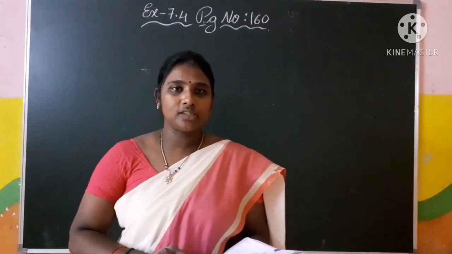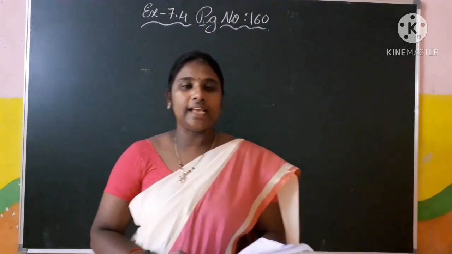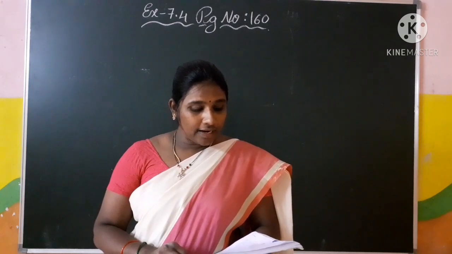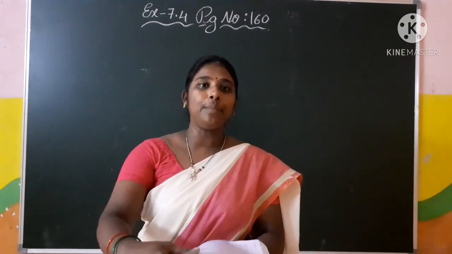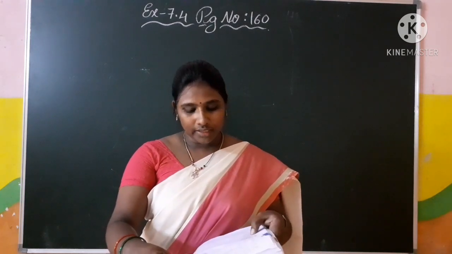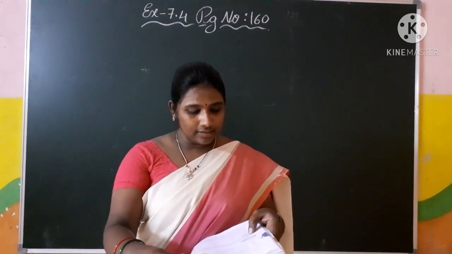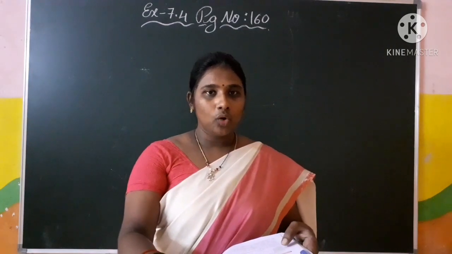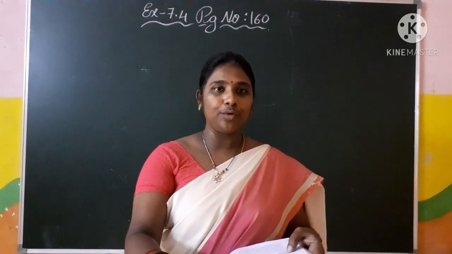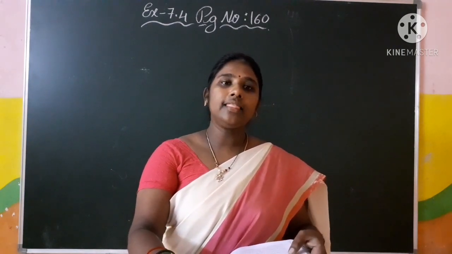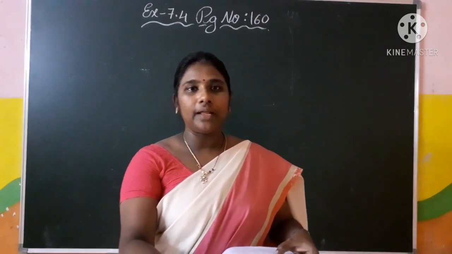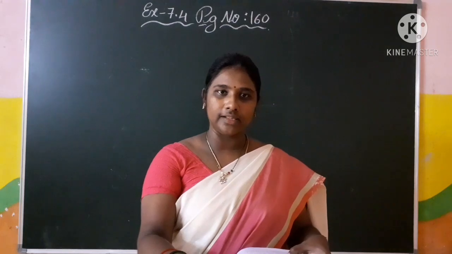Everybody open your textbook, page number 160, exercise 7.4. See the first question: complete the following table. First, length L is given and breadth is given, we have to find the area. How? Length into breadth. Multiply the two numbers and you will get the answer.